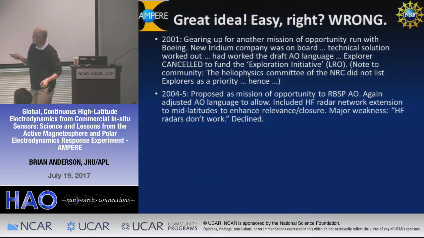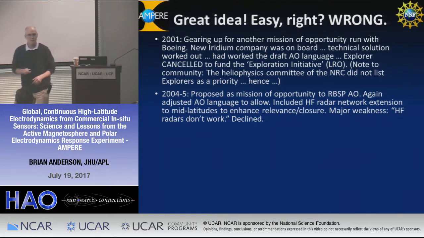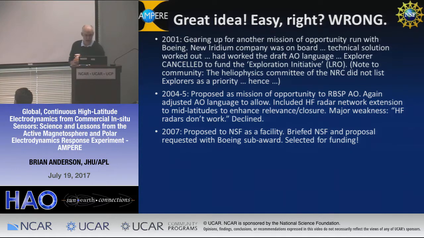Okay, so the next opportunity was the RBSP AO. And we were proposing to that. And I included the HF radars, and that was when SuperDARN was expanding to mid-latitudes. And I included that as a funded part of what we were doing because the electric fields are very important for the radiation belts and understanding convection and all that sort of thing. Right, okay, so the major weakness we got was HF radars don't work. And the proposal was declined for that reason. Okay, yeah, that was interesting. And somebody actually told me, you wouldn't believe who was on the committee who said that. But anyway, that was interesting. So finally, I got smart. It's only taken me 10 years to this point, right?